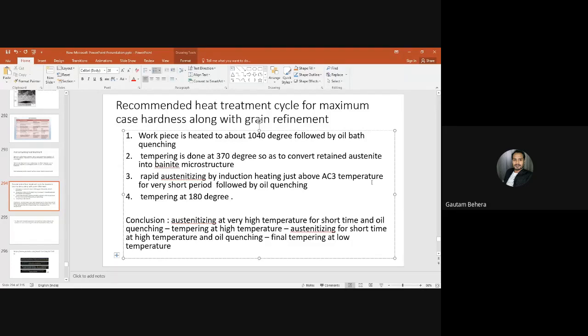Here the austenitization will be done at a low temperature compared to the initial temperature. Suppose this is 1040, this will be below 1040. Then again it will be oil quenched. But you have to remember that the third heat treatment cycle, austenitizing at low temperature, is done at a very fast rate, with a very short period of time. And the last one is again tempering, but this tempering is done at low temperature. The second tempering is done at 370, whereas this one is done at like 180 or 150, 160.